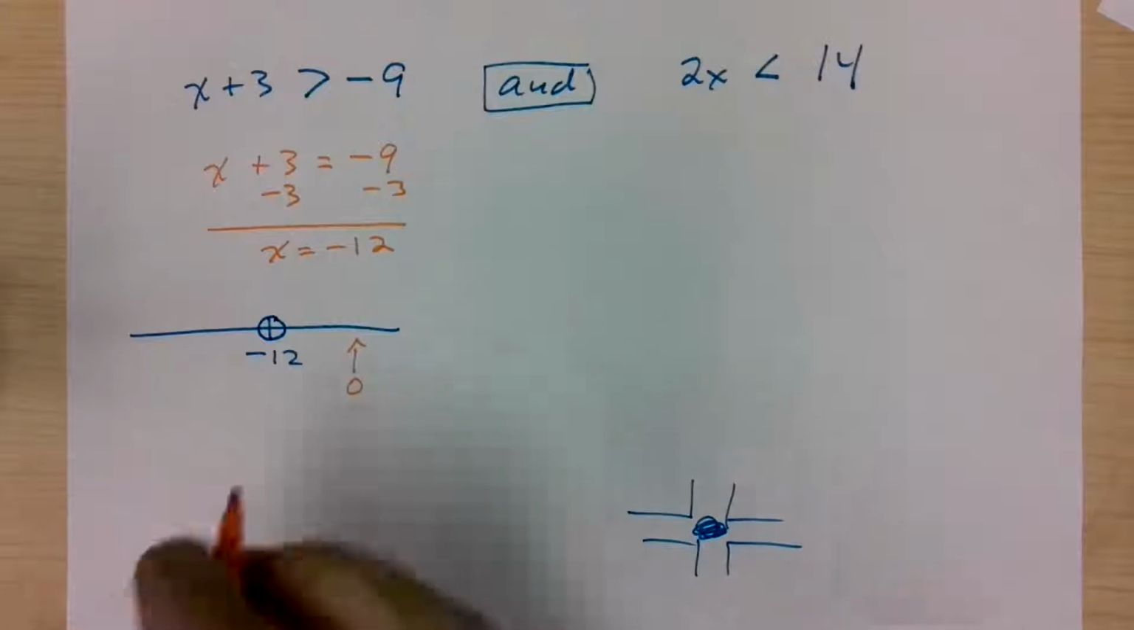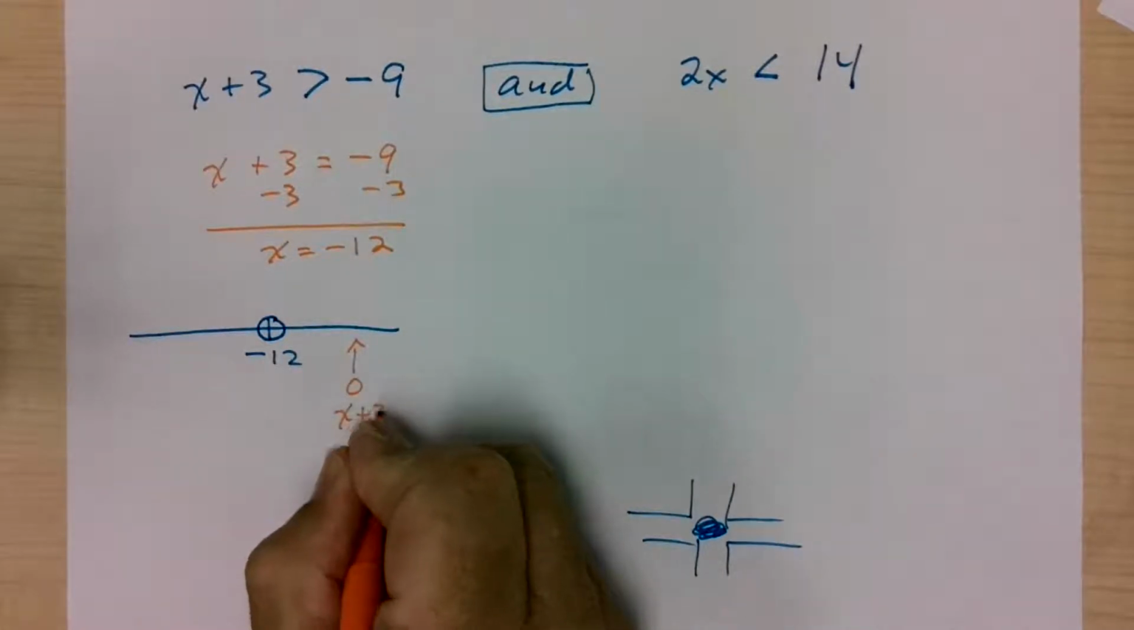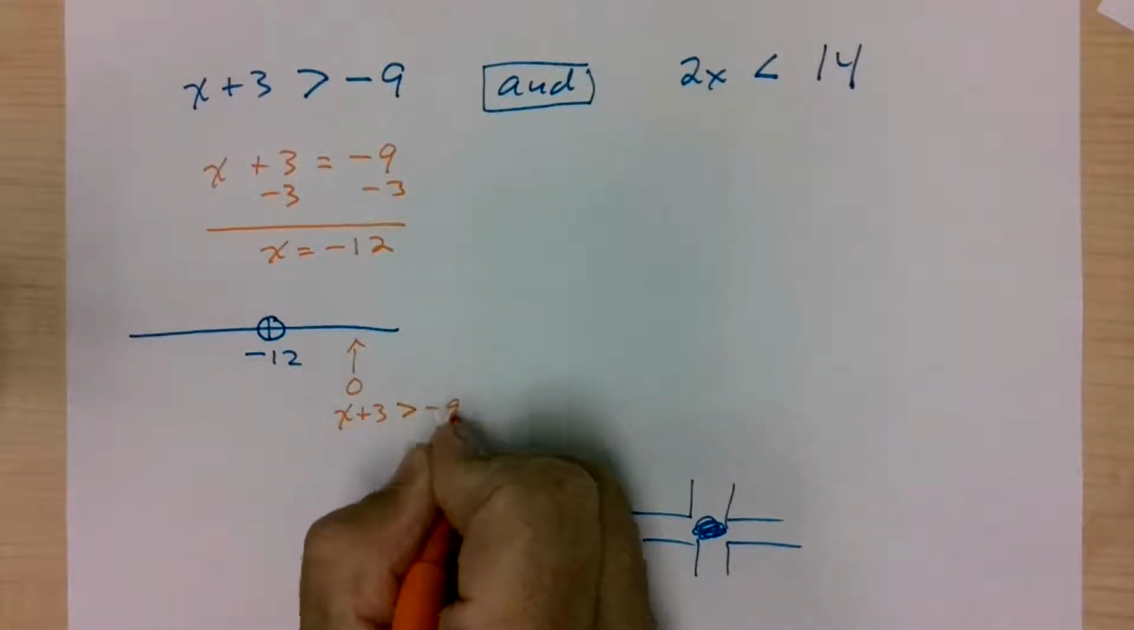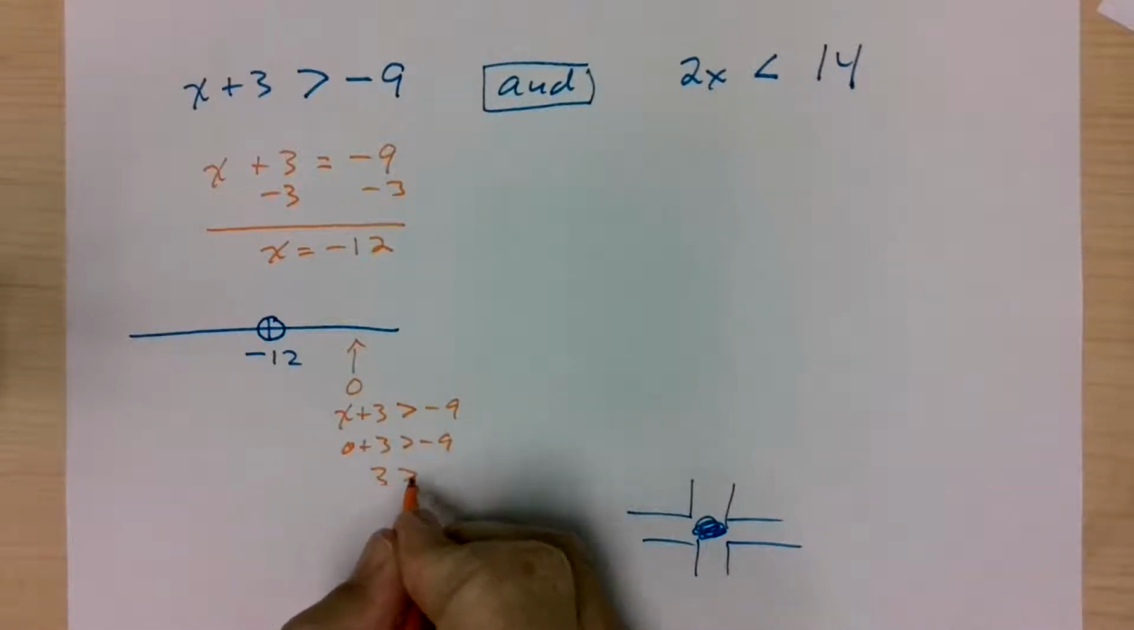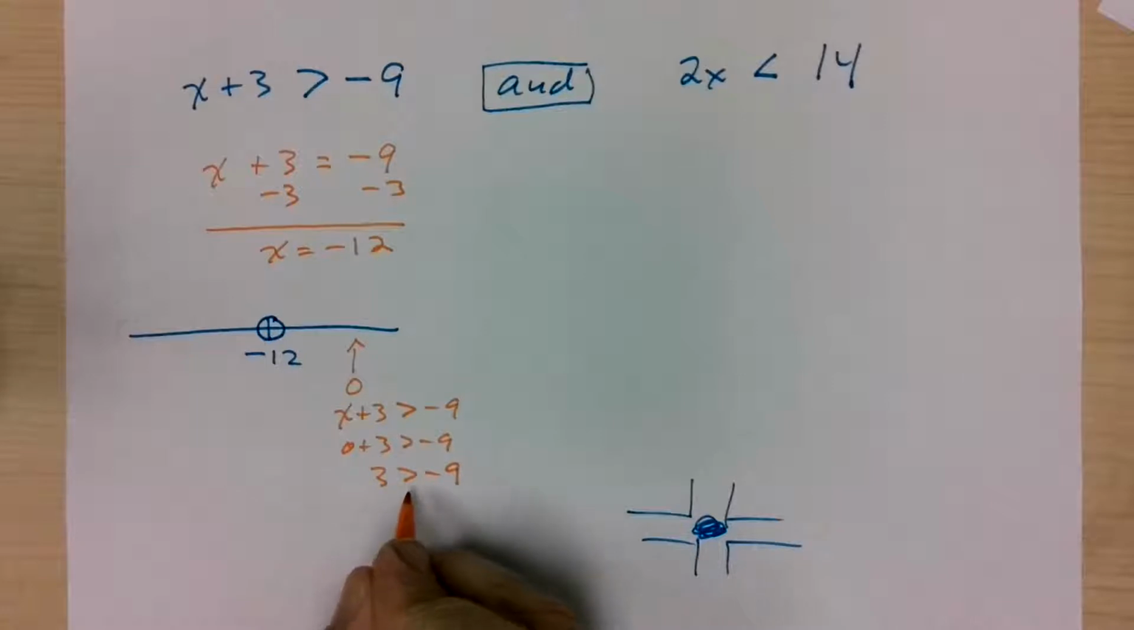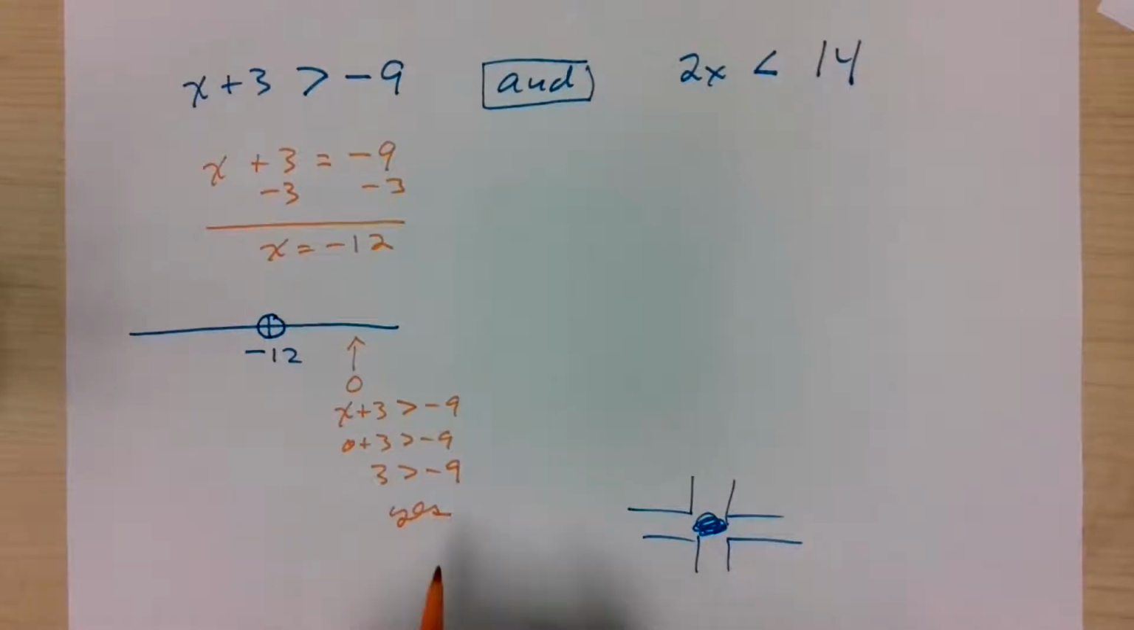So I've got x plus 3 is greater than negative 9. Is that true or is that false? 0 plus 3 is greater than negative 9. 3 is greater than negative 9. Having $3 is better than owing 9. That's yes. So we will shade towards the 0 here for this piece.